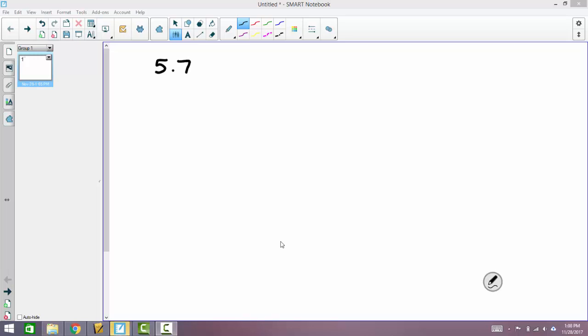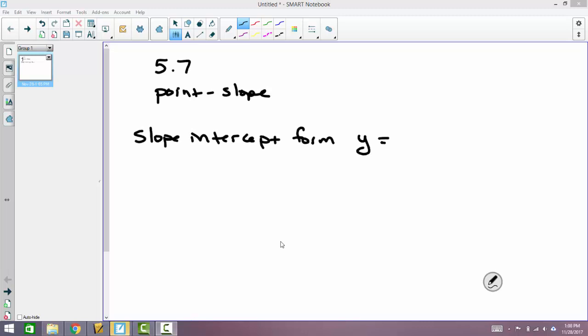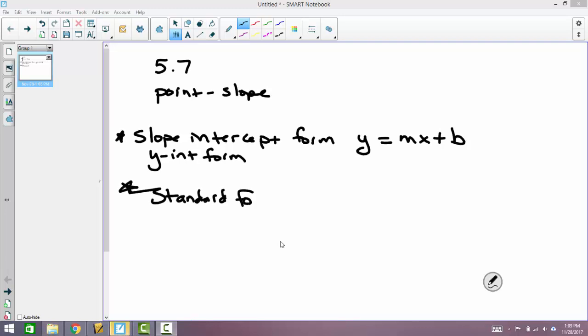In Chapter 5, Section 7, we're going to learn about something called the point-slope form. Now, you should be pretty familiar with the slope-intercept form, which is y equals mx plus b. That's also called the y-intercept form. And the other form for linear equations is called standard form, and that is in the form ax plus by equals c.